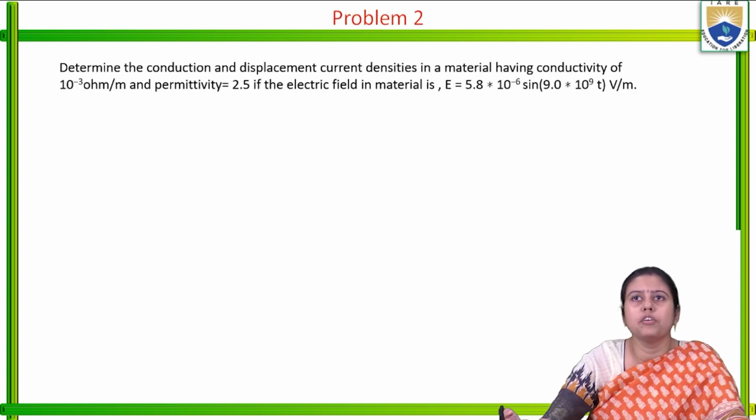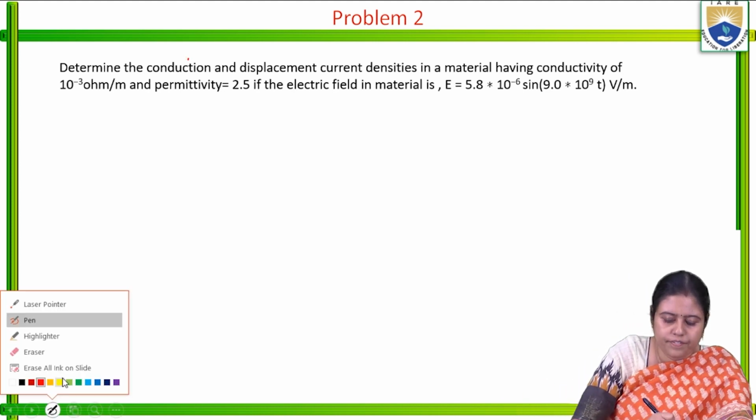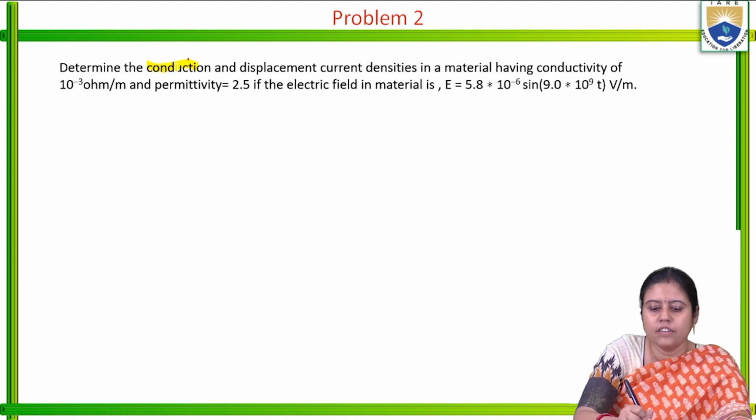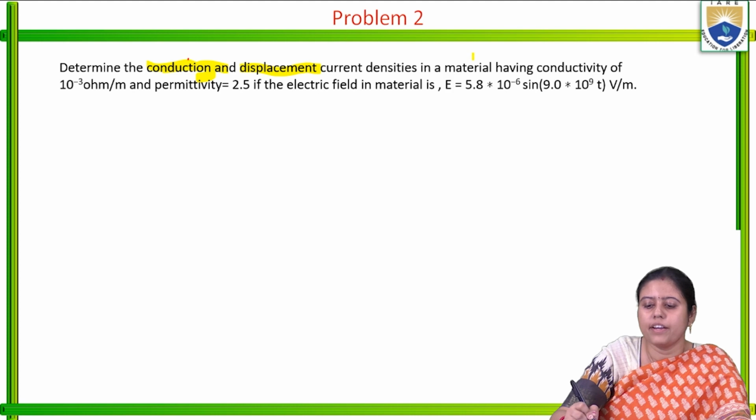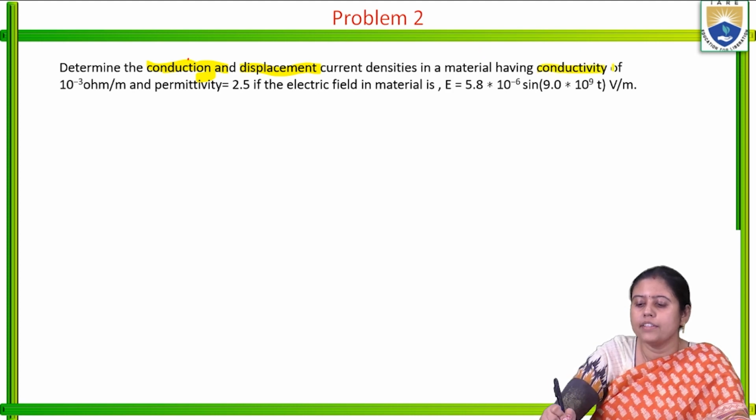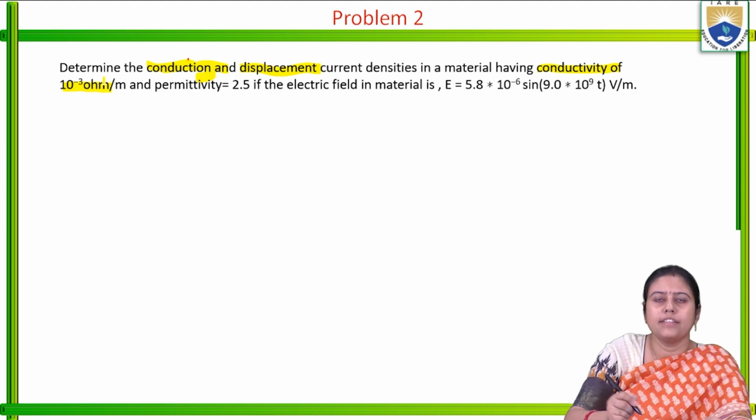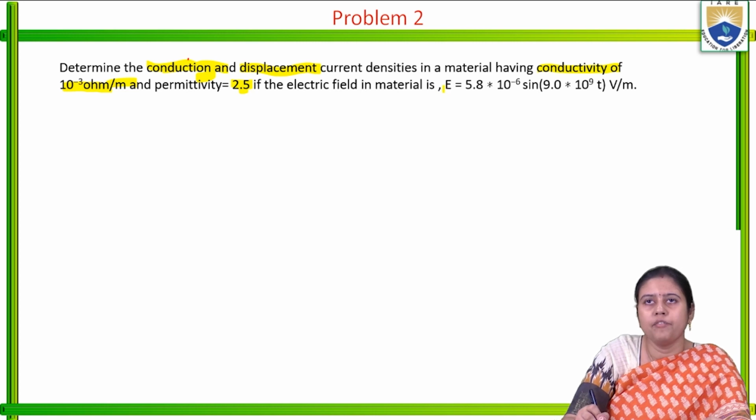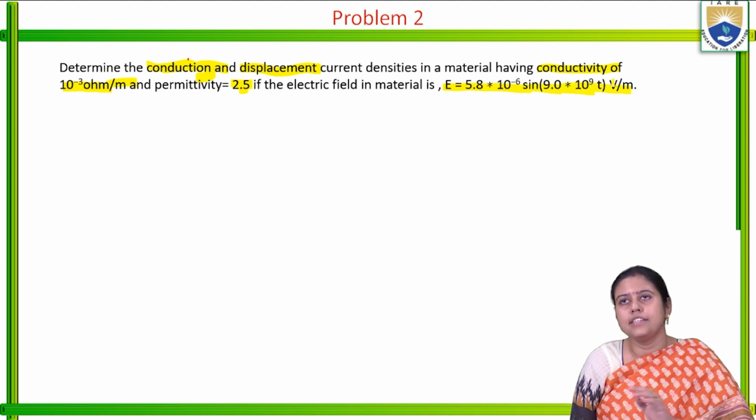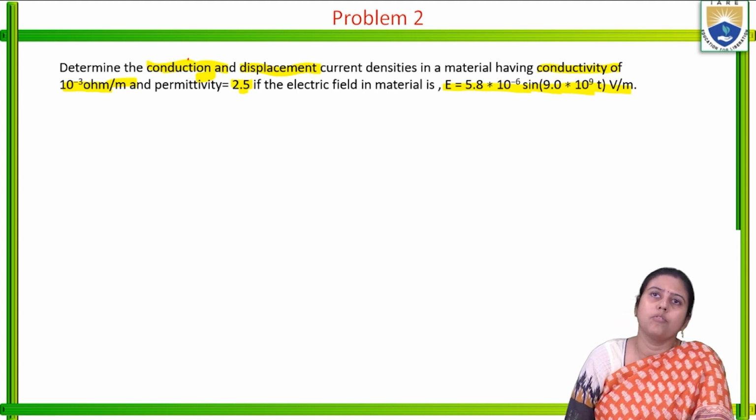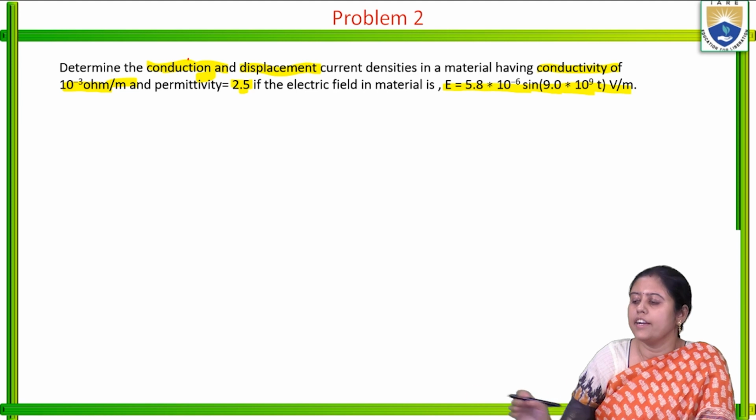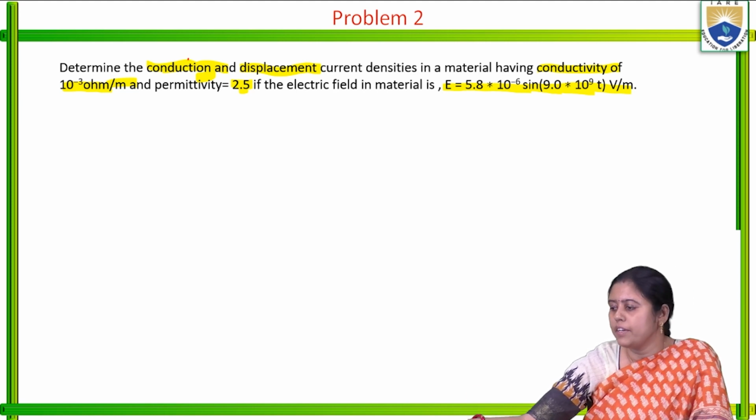So based on this, we will go for our next problem. Determine the conduction current and displacement current densities in a material having the conductivity of 10 to the power minus 3 ohm per meter, permittivity 2.5, and if the electric field E is equal to 5.8 into 10 to the power minus 6 sin 9 into 10 to the power 90 t volt per meter. So we have to calculate two things: the conduction current density and the displacement current density.